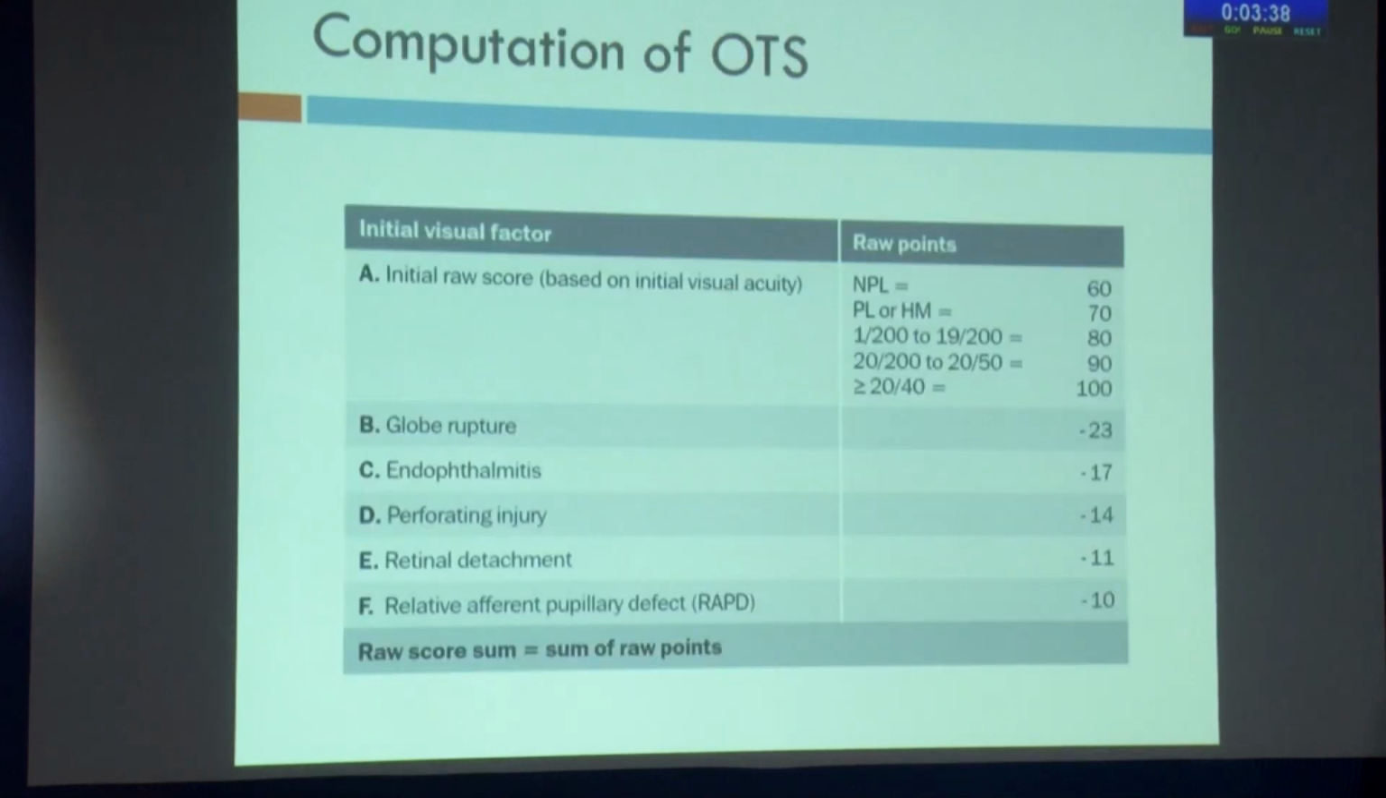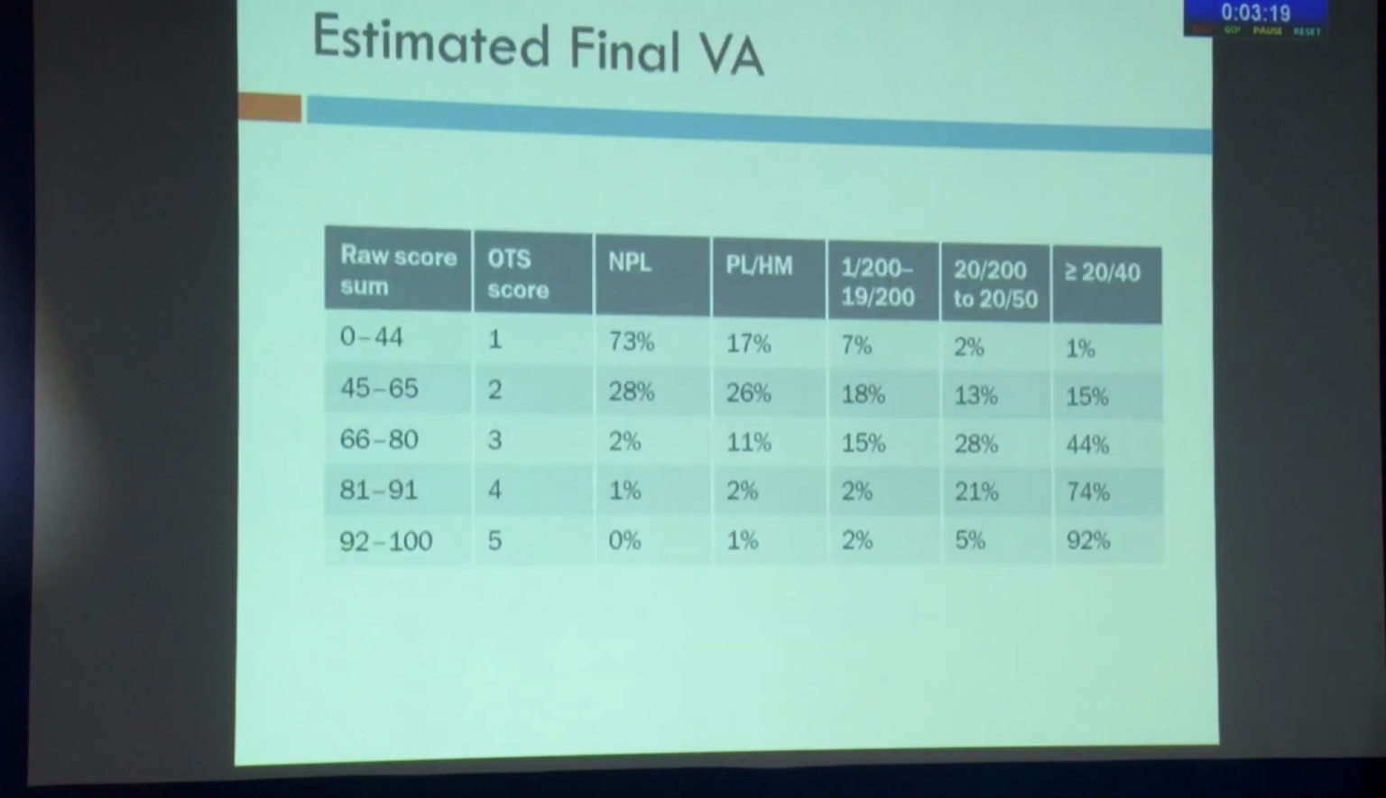So all of these variables have been given some score, and the better the visual acuity, the better the score. If any of these is present, globe rupture, endophthalmitis, perforating injuries, retinal detachment, RAPD, they are given a negative score. At the end, we compute the entire score and give a raw sum score, and depending upon that you can actually estimate the final visual outcomes.